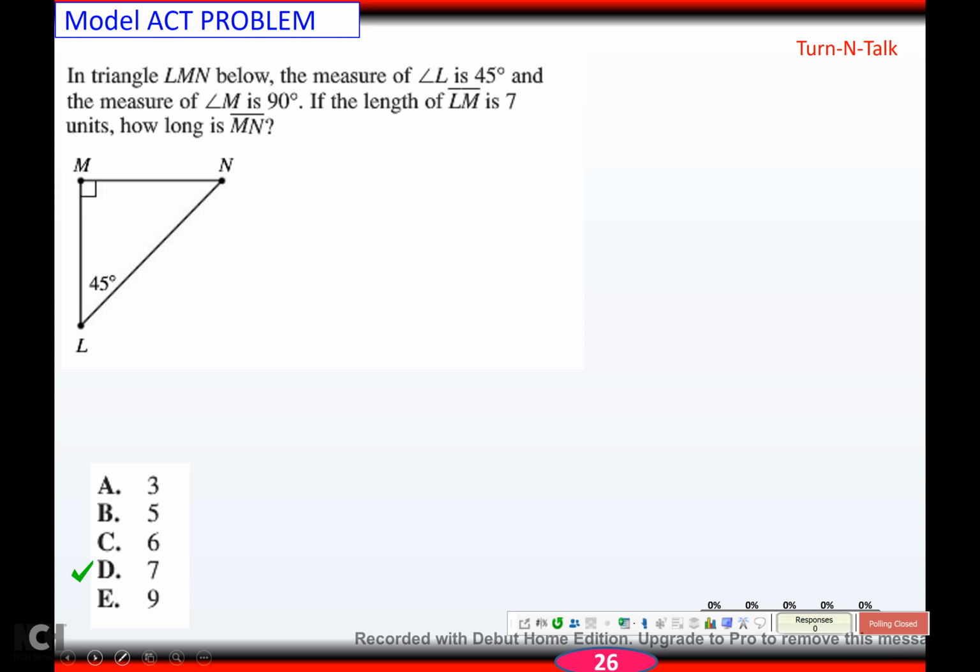In triangle LMN below, the measure of angle L is 45 and the measure of angle M is 90, which makes this has to be 45. So we have a 45, 45, 90 triangle. In a 45, 45, 90, the legs have to match, and the hypotenuse will be whatever that leg is times the square root of 2. So it says, if the length of LM is 7, how long is MN? Well, it has to be 7 too because it's a 45, 45 right triangle.